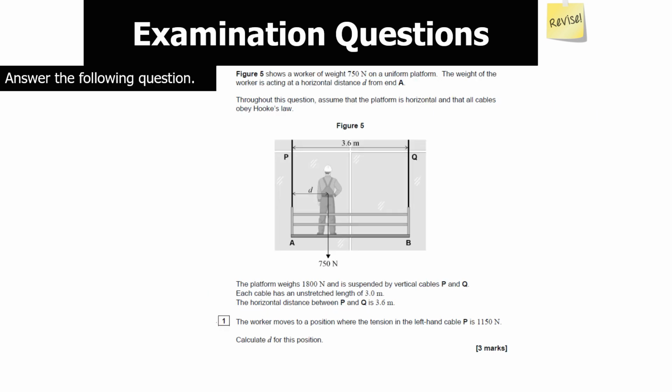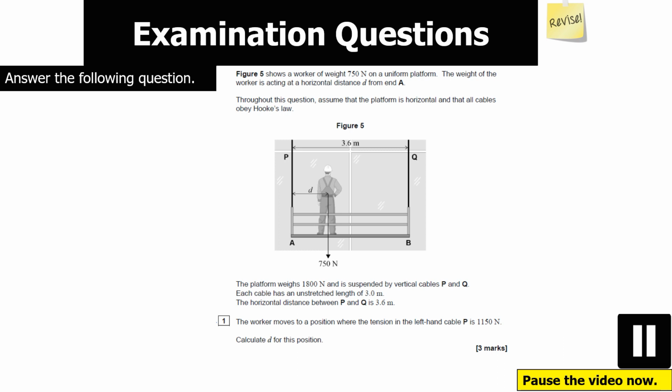The next question says, figure 5 shows the worker of weight 750 newtons on a uniform platform. The weight of the worker is acting at a horizontal distance d from end A. Throughout the question, assume the platform is horizontal and that all cables obey Hooke's law. The platform weighs 1,800 newtons and is suspended by vertical cables P and Q. Each cable has an unstretched length of 3 meters. The horizontal distance between P and Q is 3.6 meters. The worker moves to a position where the tension in the left-hand cable P is 1,150 newtons. Calculate d for this position.